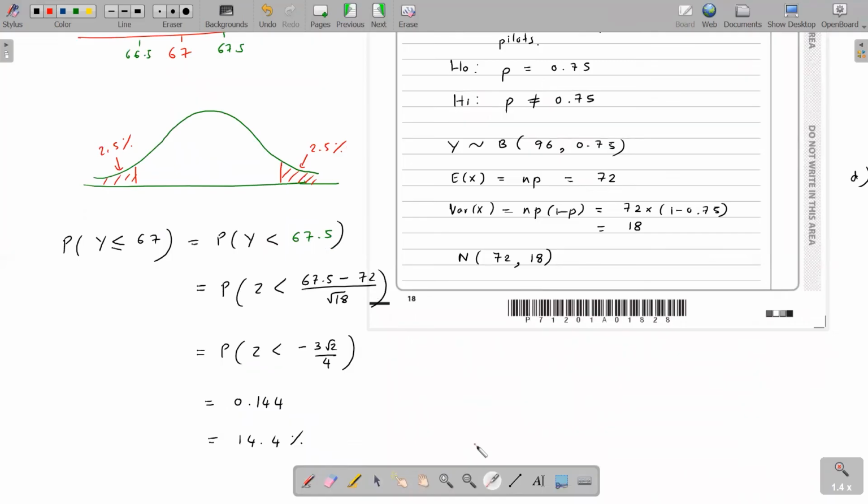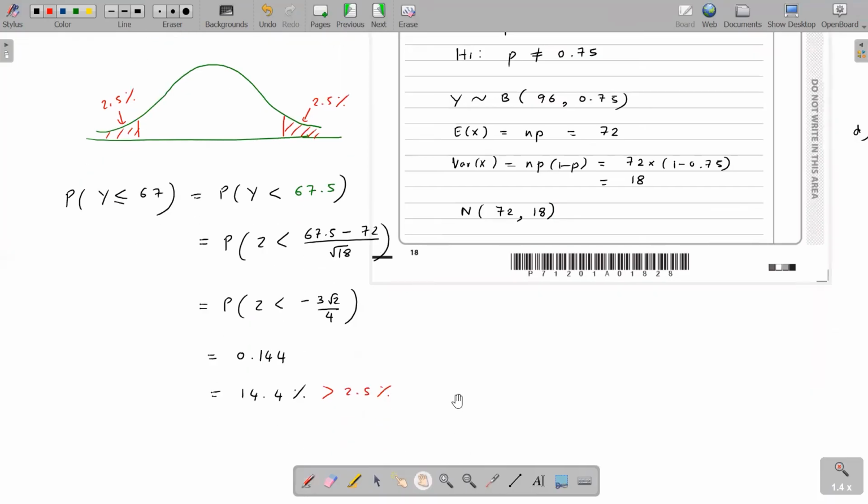So if each side becomes 2.5%, is my value 67 falling inside the critical region here? We are checking the left tail. So it doesn't fall, right? Because it's 14.4%, definitely outside of this critical region. Do you get me? So this is greater than the 2.5%. Therefore, is it inside or outside? Outside the critical region. 67 is outside the critical region. Thereby, do we have sufficient evidence or insufficient evidence?